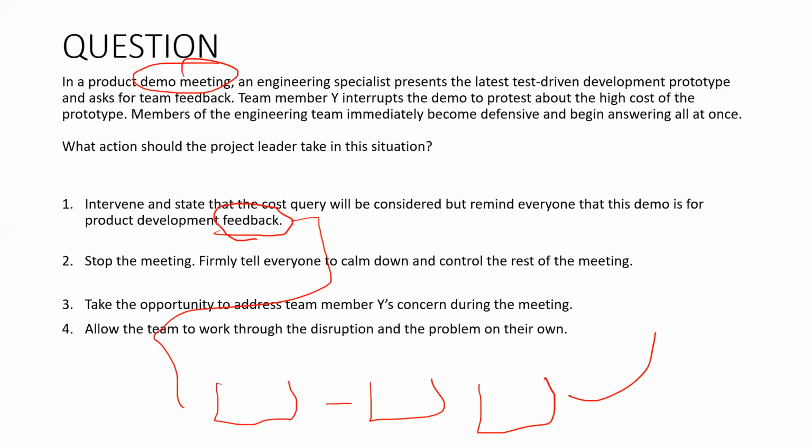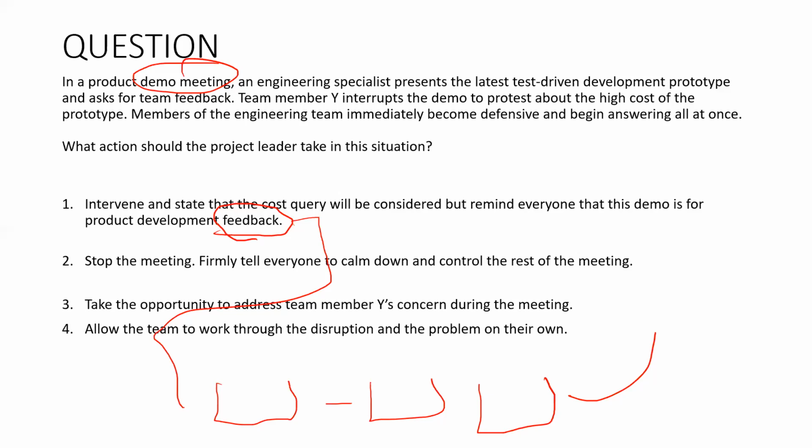What, sir? Please come again. In the demo meeting, if part of your work is accepted and part of your work is rejected, what will you do as a team lead? We can redesign whatever is not accepted. We will take the new requirement and we need to redevelop the prototype.